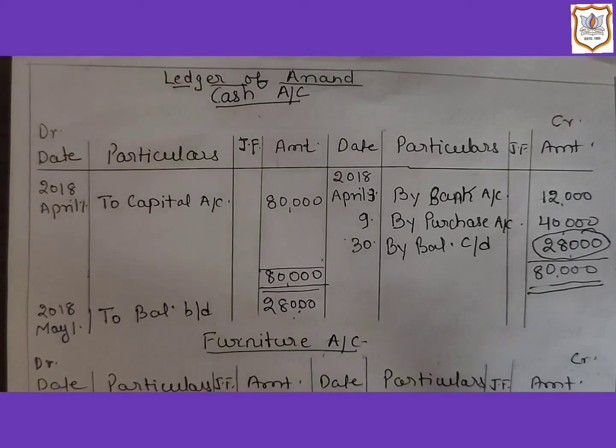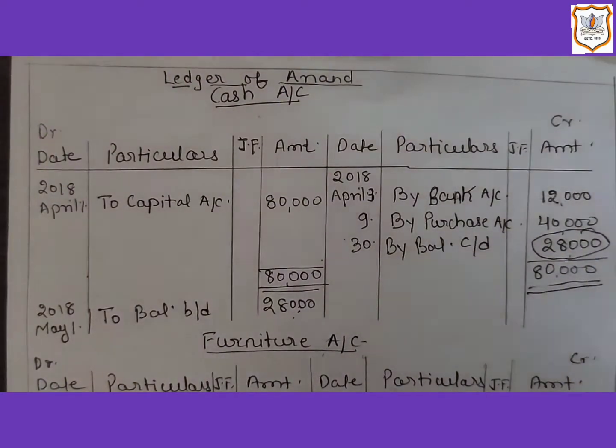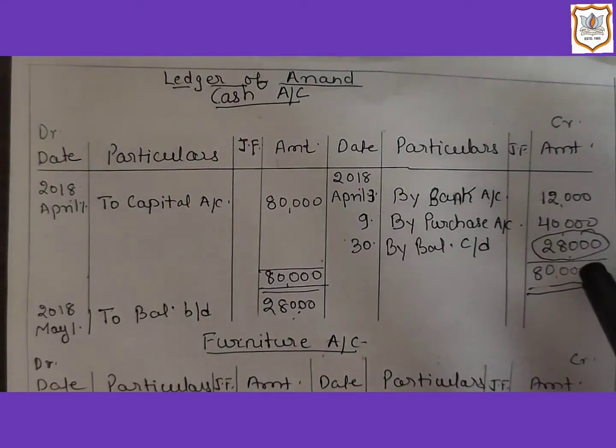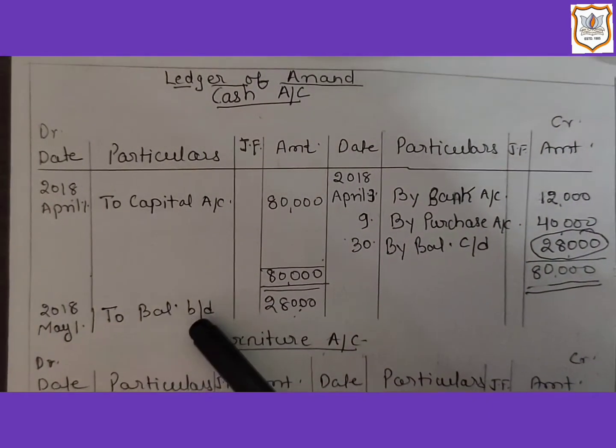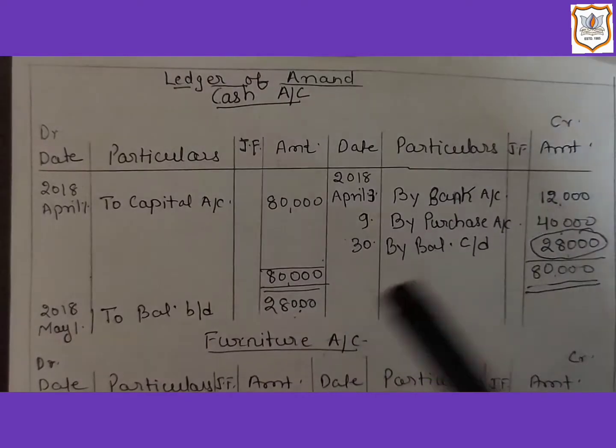Now the closing balance that we have found out is treated as an opening balance for the next accounting period. This opening balance is shown on the opposite side of the closing balance in an account as its first item. And for this, in the column of particulars, it will be written as balance brought down. In short, we can write "To balance b/d", that is 28,000.